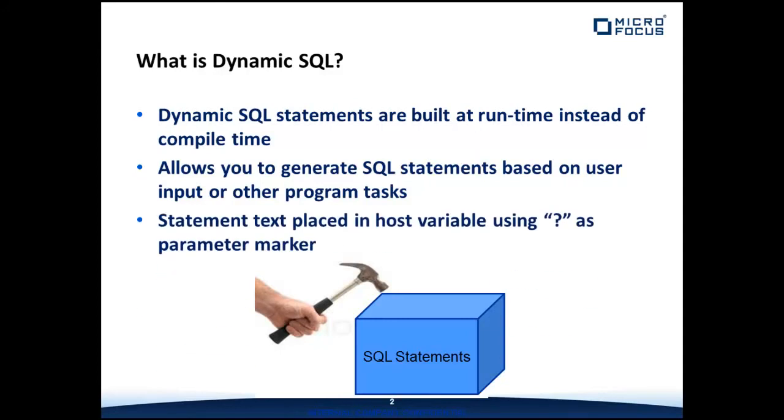Dynamic SQL statements are used by placing their text within a host variable which is then passed to the database for execution. Parameter markers specified by a question mark in OpenESQL can appear within the statements to represent a user-specified value that will be supplied at execution time.